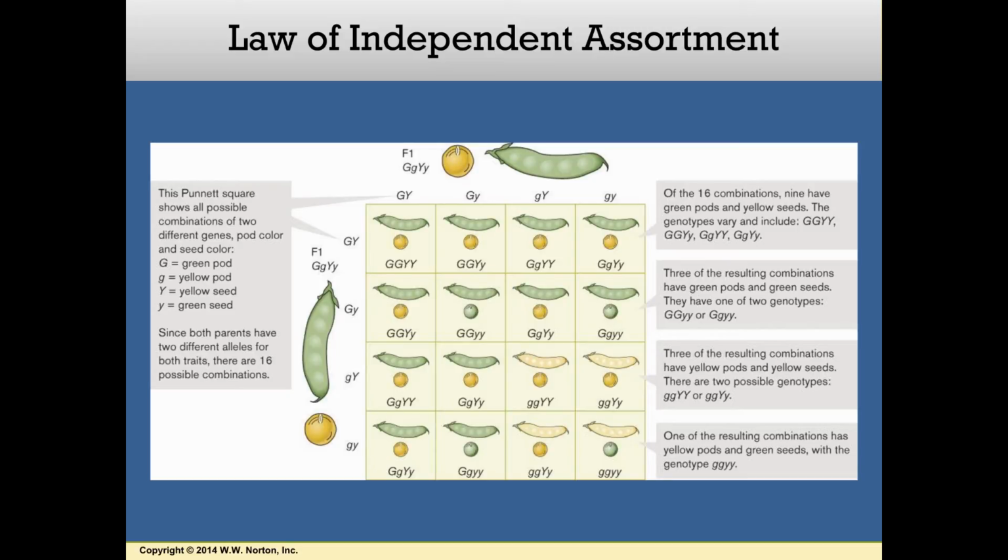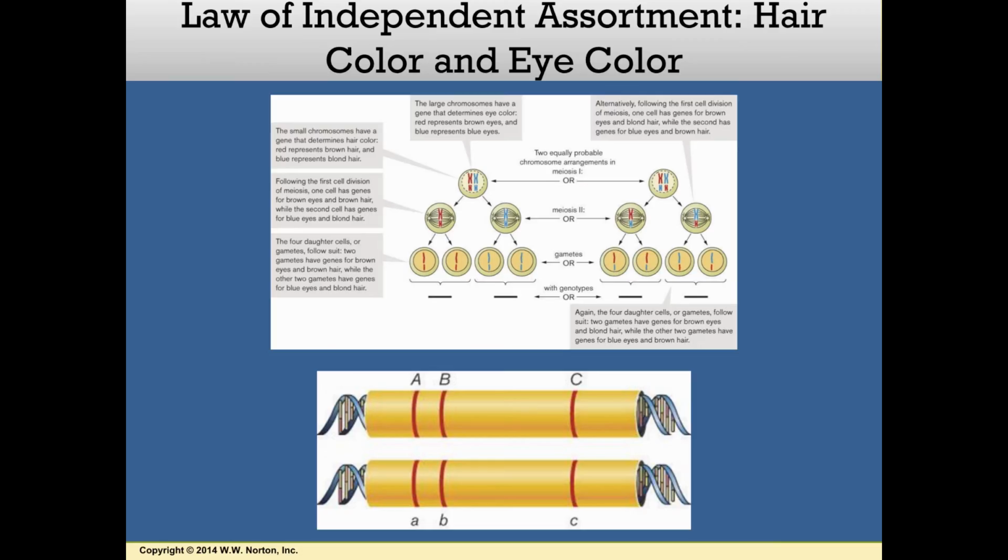9 will have green pods and yellow seeds like the parents, 3 will have green pods and green seeds, 3 will have yellow pods and yellow seeds, and 1 will have yellow pods and green seeds, which is the exact opposite of what the parents had. Notice that having one particular color of pea pod had nothing to do with the color of the seed. This is known as the law of independent assortment. Notice also that the rules of genetics and the processes of meiosis produce plentiful variation, the raw material for natural selection to act upon. But these are pea plants.